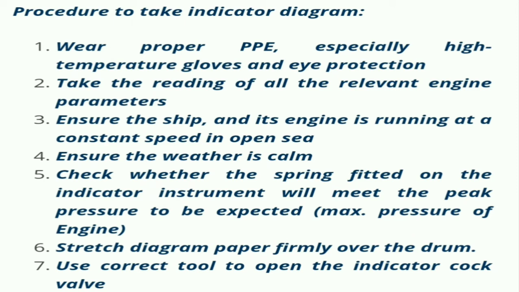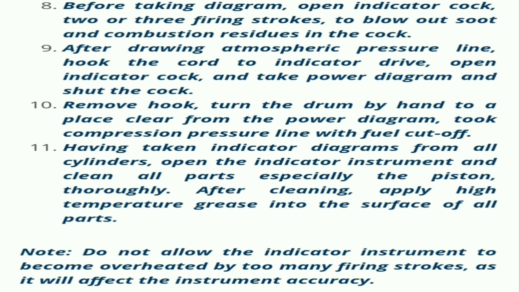Fifth, check whether the spring fitted on the indicator instrument will meet the peak pressure to be expected, that is the maximum pressure of the engine. Sixth, stretch the diagram paper firmly over the drum. Seventh, use the correct tool to open the indicator cock valve. Eighth, before taking the diagram, open the indicator cock for 2 or 3 firing strokes to blow out soot and combustion residues in the cock. Ninth, after drawing the atmospheric pressure line, hook the cord to the indicator drive, open the indicator cock, take the power diagram and shut the cock. Tenth, remove the hook, turn the drum by hand to a place clear from the power diagram to take the compression pressure line with fuel cutoff.